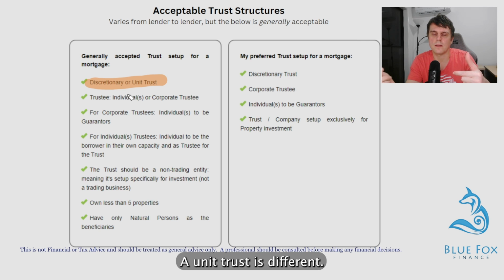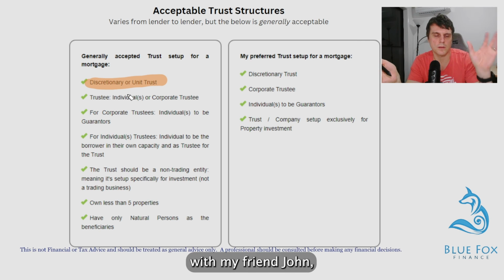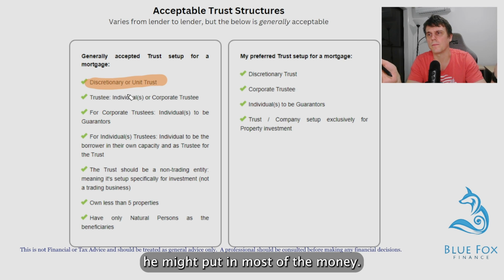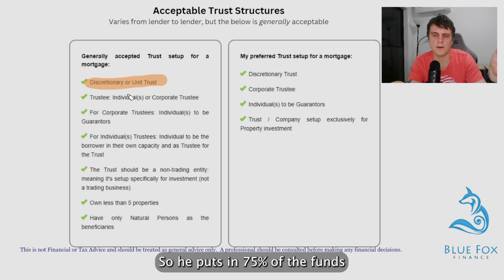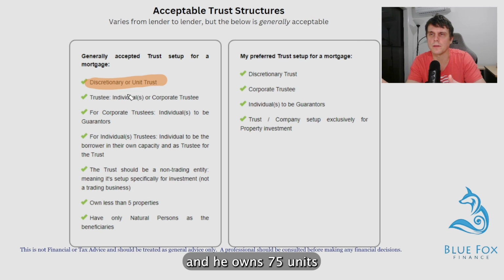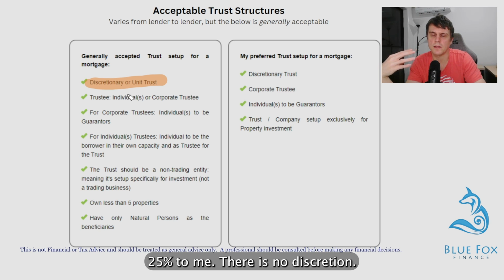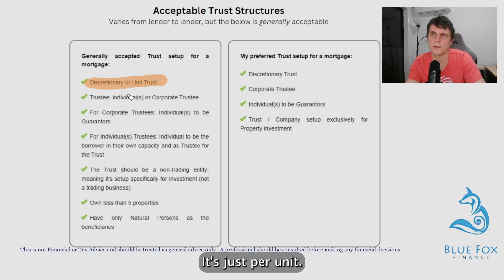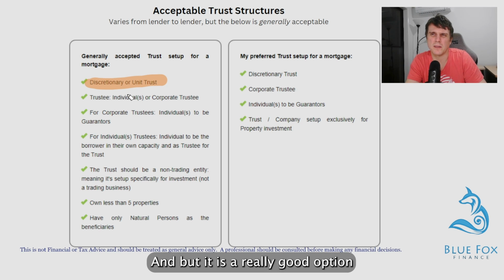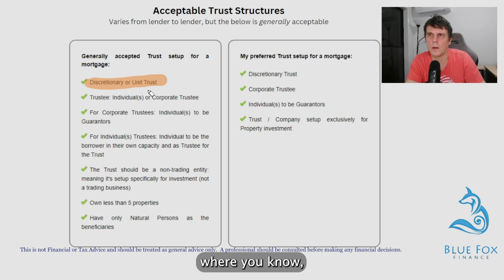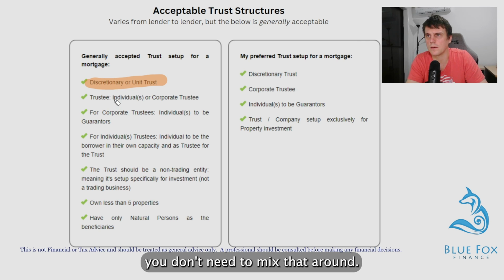A unit trust is different. Instead of having beneficiaries, they have unit holders. So if I buy a property with my friend John, he might put in most of the money, so he puts in 75% of the funds, and he owns 75 units, and I own 25 units. Now, any profit that comes out of that trust will always be paid 75% to John, 25% to me. There is no discretion. It's just per the units. That's the main difference. But it is a really good option if you're buying with a friend where you know how the profit should be distributed. You don't need to mix that around.